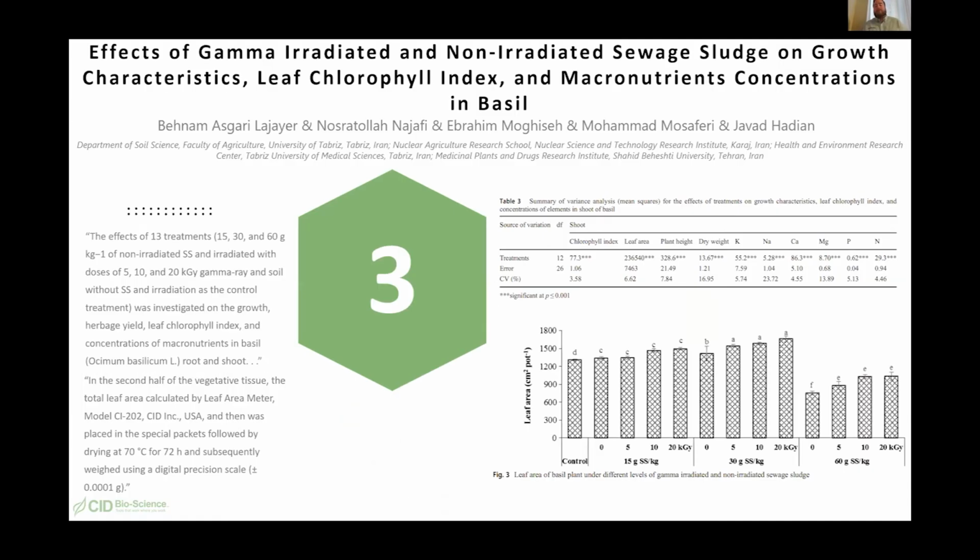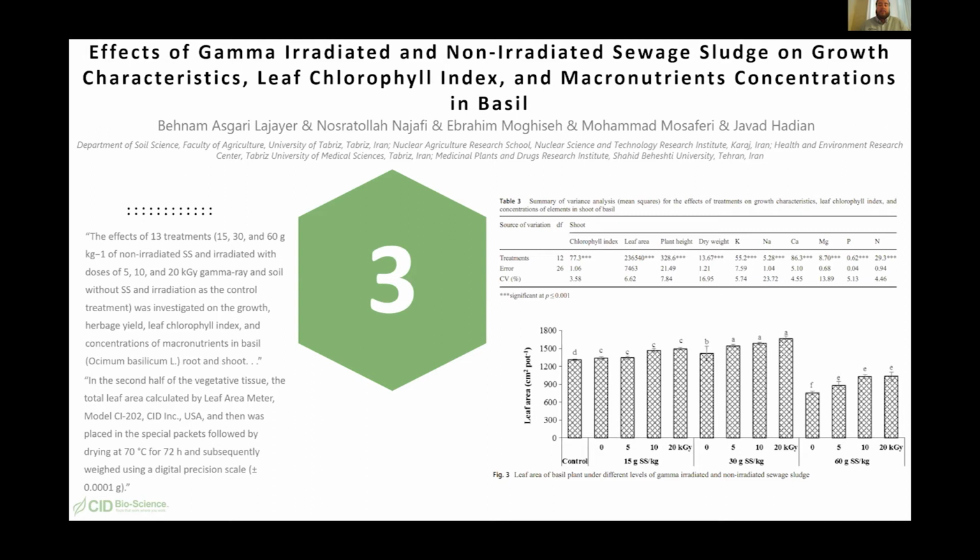So the next study I have is investigating irradiated and non-irradiated sewage sludge as a treatment for soil. So looking at changes in growth characteristics, chlorophyll, and macronutrients in basil plants as they are treated with sewage sludge that is both irradiated and not. So why irradiate the sewage sludge? Because that's becoming a really popular option for this type of waste in order to sterilize it and make it safer. And so they wanted to see if that irradiated sewage sludge has an influence on the growth of basil plants, as an indicator for other plants out there.